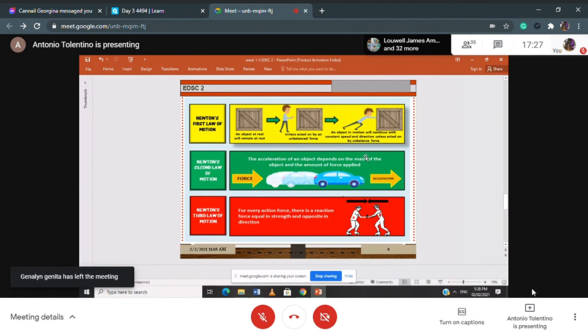The second law of motion, acceleration of an object depends on the mass of the object and the amount of force applied. When I say acceleration, the running of the object depends on its force or its weight. Remember class, acceleration is inversely proportional to its mass. It means, for example, you played PE, you played volleyball. You hit the volleyball and it went 5 meters. Okay, same force.